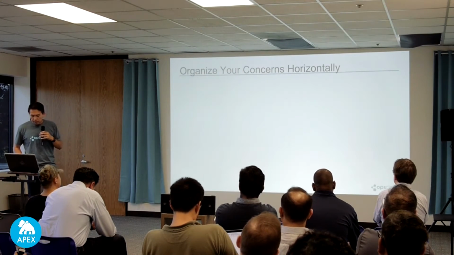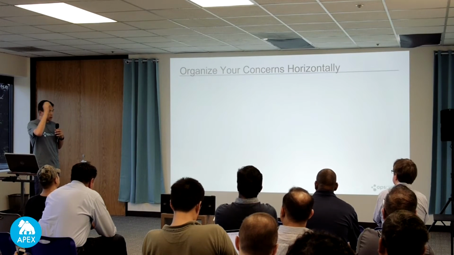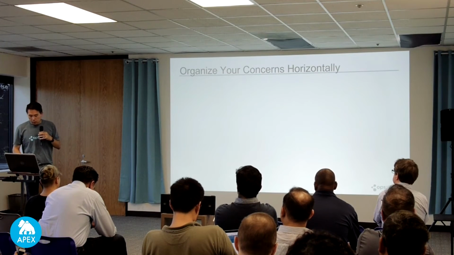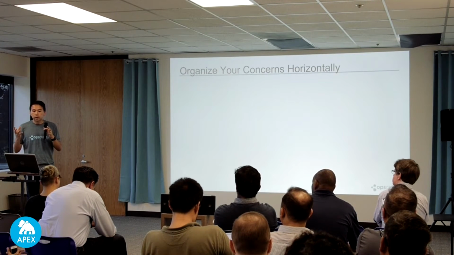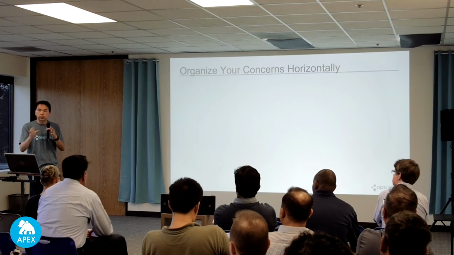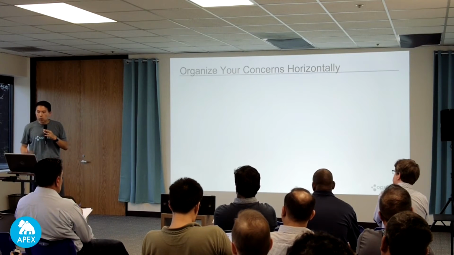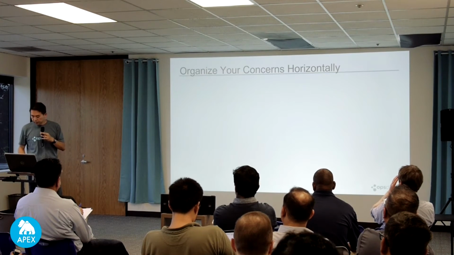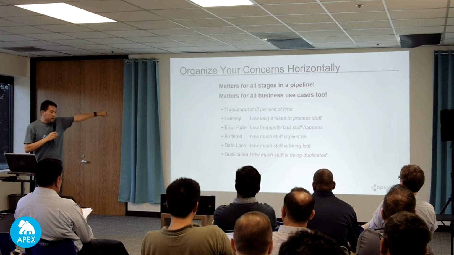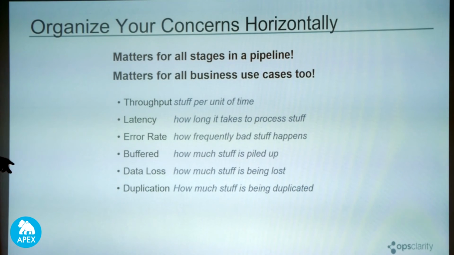Second point. Now, this kind of addresses part of your question. Organize your concerns horizontally. So metrics is at the core of everything, but there is some intersection of concerns for these metrics specific to the data pipeline that you care about, independent of what business you're in, independent of what technology you're using. And these are essentially your data health, quote unquote, concerns, right? So throughput, stuff per unit of time. They could be clicks per second, they could be documents per second, they could be network bytes in and network bytes out, right?